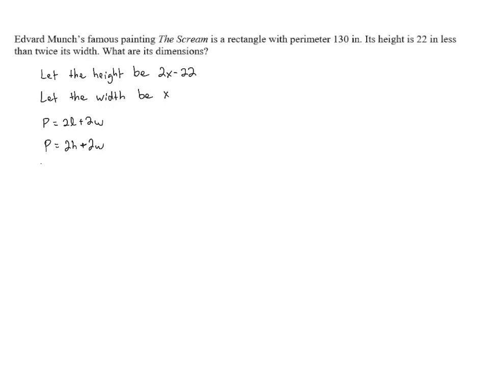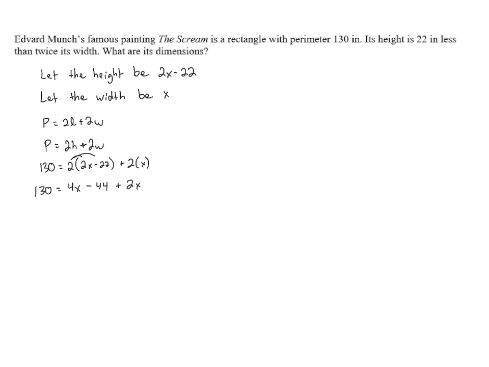Let's plug in what we know. We know the perimeter is 130 inches, so that's 2 times the height, which we know is 2x minus 22, plus 2 times the width, which we said was x. And once we've made all these substitutions, we have an equation that we can solve. Let's distribute this 2 on the right. 2 times 2x is 4x, minus 2 times 22 is 44. And then we can multiply 2 times x is 2x.